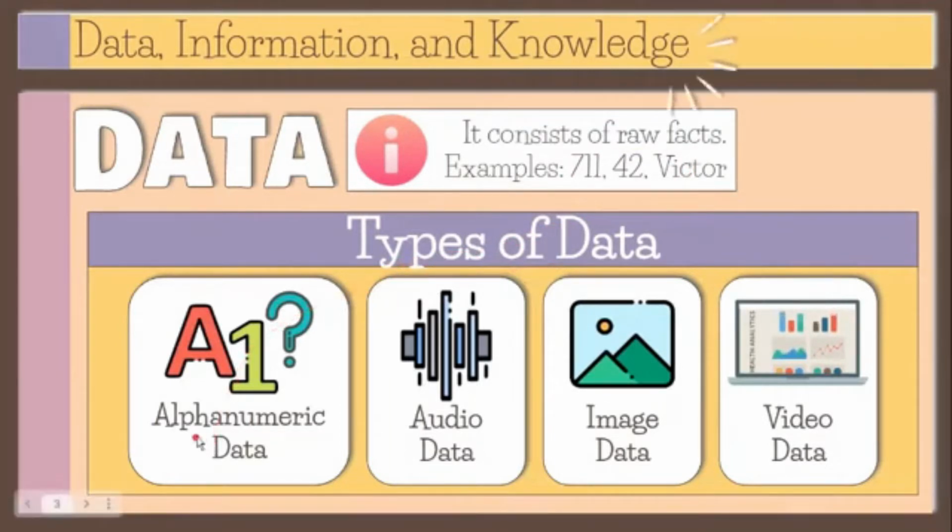For alphanumeric data, we have numbers, letters, and other characters. For audio data, sounds, noises, or tones. For image data, graphic images and pictures. And for video data, moving images or pictures.